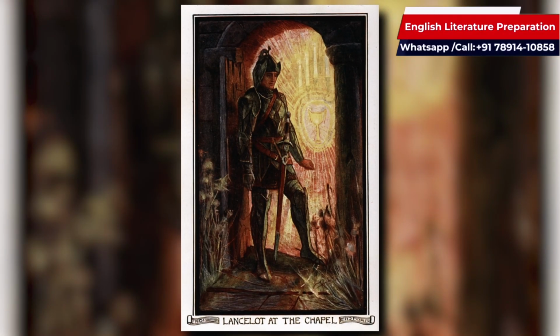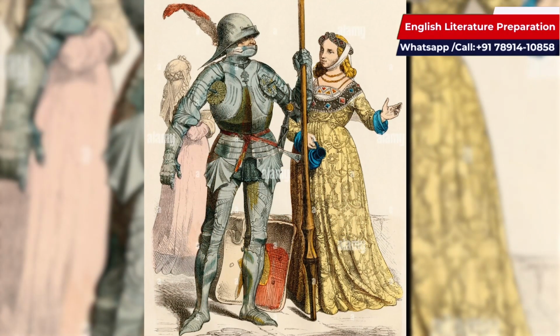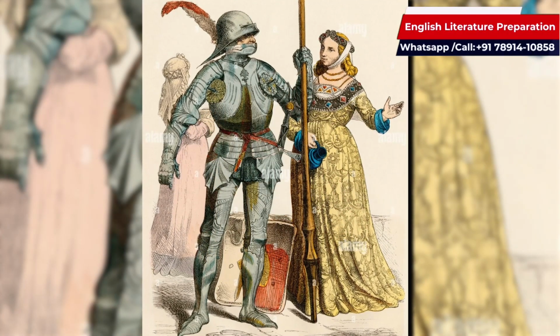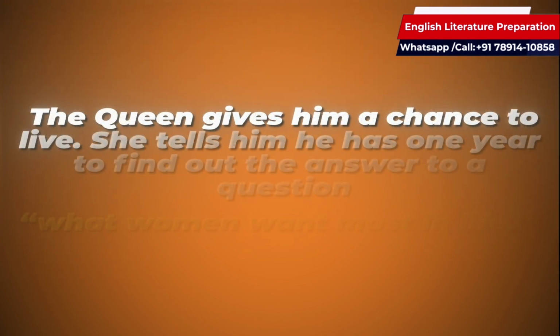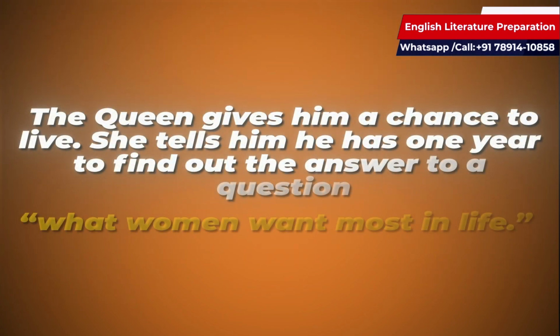So there was a knight in the kingdom of King Arthur. This knight does something very bad to a woman. This knight attacked the young woman. So King Arthur is very angry with the knight and he said, I will execute you. But the queen interrupts and she tells him that she will save him on one condition.